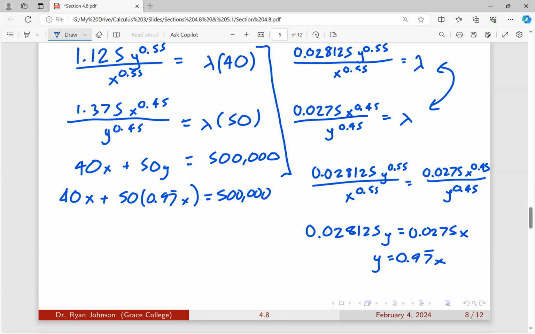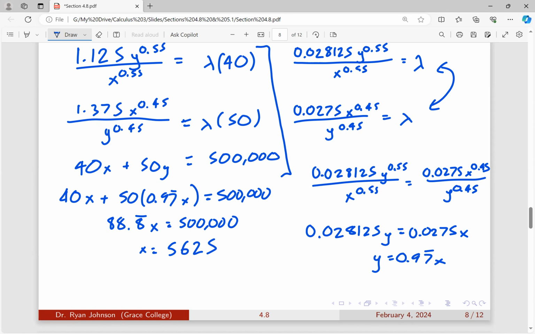Which means I've got 40 x's plus 50 times 0.9 and then 7 repeating of those x's, which is 88.8 repeating. That means I've got 88.8 repeating x's equals 500,000. So x equals 500,000 divided by 88.8 repeating, and I get 5,625. So x equals 5,625. And then y is that times 0.97 repeating.